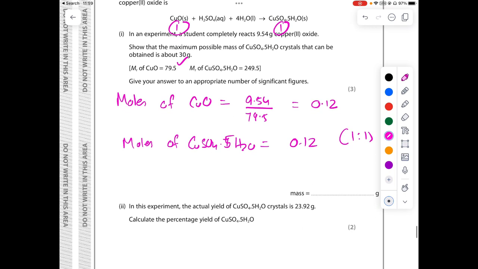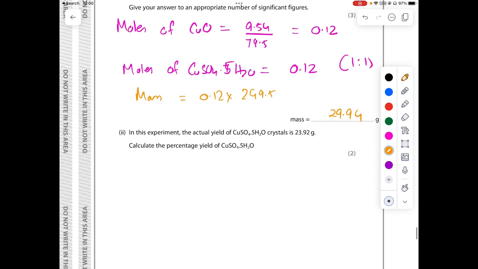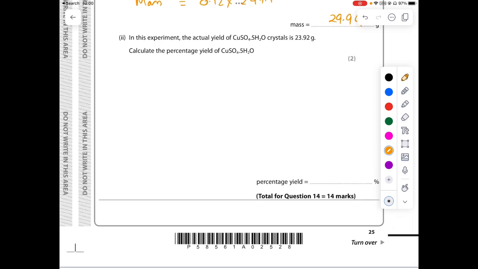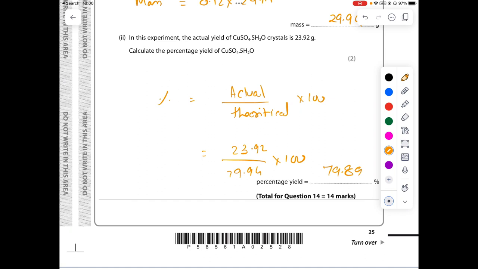Now what will be the mass? Mass will be 0.12 times 249.5, which equals 29.94. In this experiment, the actual yield is 23.92. Calculate the percentage yield. Percentage yield is actual divided by theoretical times 100. Actual is 23.92, theoretical is 29.94, times 100. So that becomes 79.89.